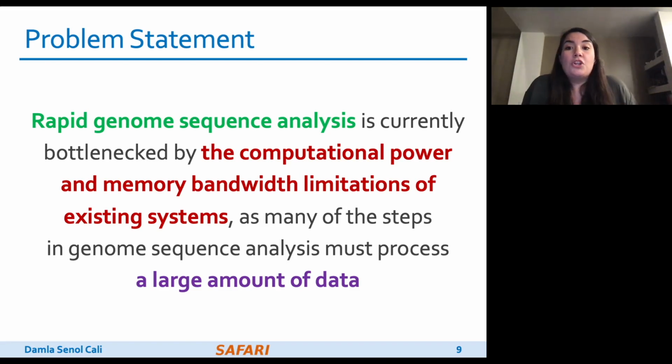Rapid genome sequence analysis is currently bottlenecked by the computational power and also memory bandwidth limitations of existing systems, as many of the steps in genome sequence analysis must process a large amount of data. And as I showed, this data is getting higher and higher. So this is the problem.